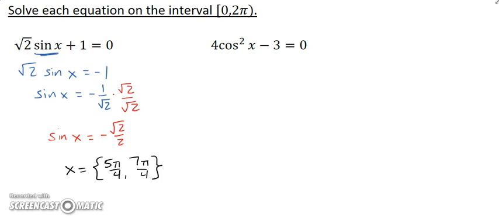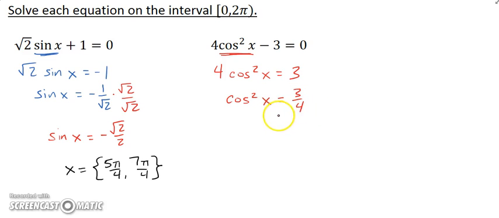Now if I look at an equation like the one here on the right, that says 4 cosine squared of x minus 3 equals 0, I can solve this in a very similar way. All I'm going to do is solve first for the cosine squared of x. So I could add 3 to both sides. I could say 4 times the cosine squared of x is a positive 3. And if I divide both sides by 4, I get cosine squared of x equals 3/4.